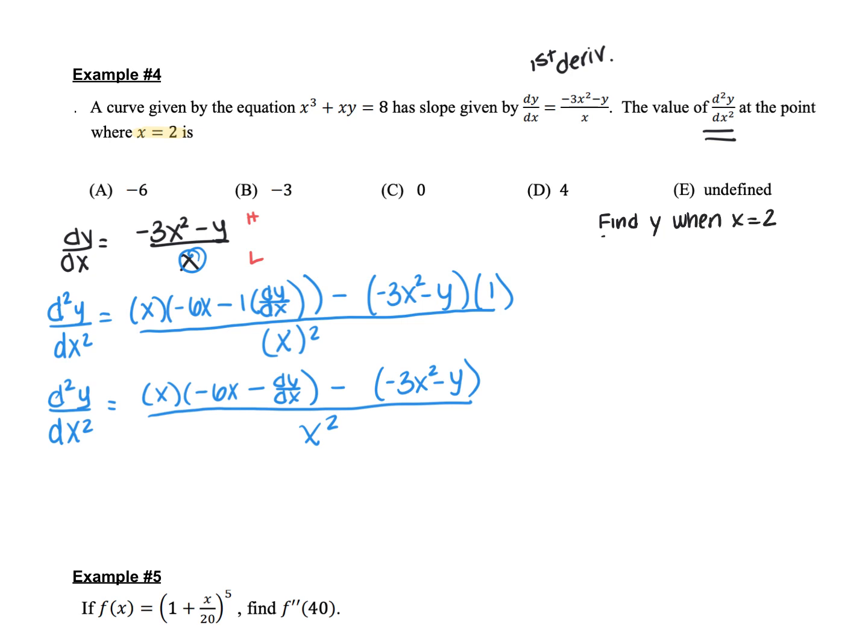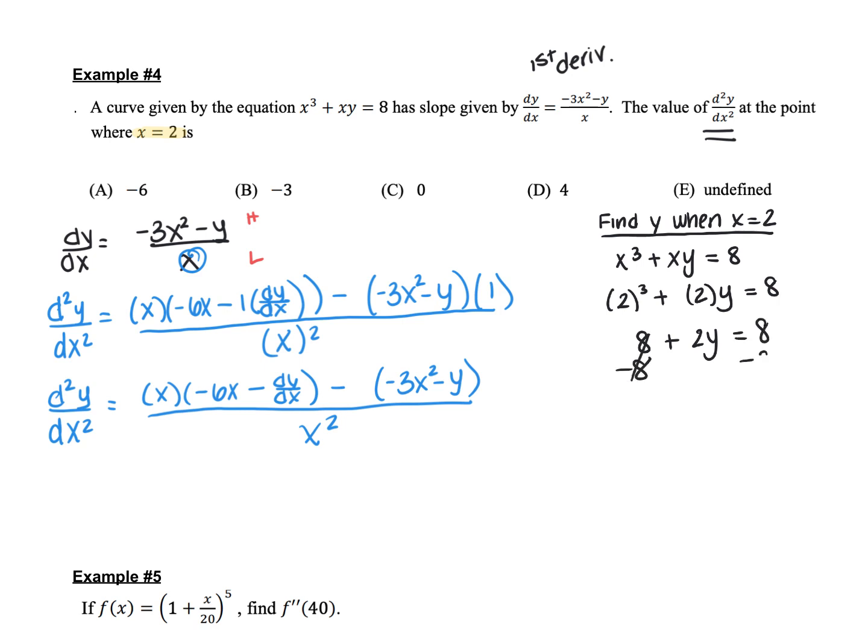And you know, in order to do that, you need to use your original equation. So my original equation is x to the third plus xy equals 8. When x is 2, 2 to the third plus 2y equals 8. So 8 plus 2y equals 8. Looks like I can subtract the 8's off. So 2y equals 0, divided by 2, y equals 0. So my point is x 2, y 0.